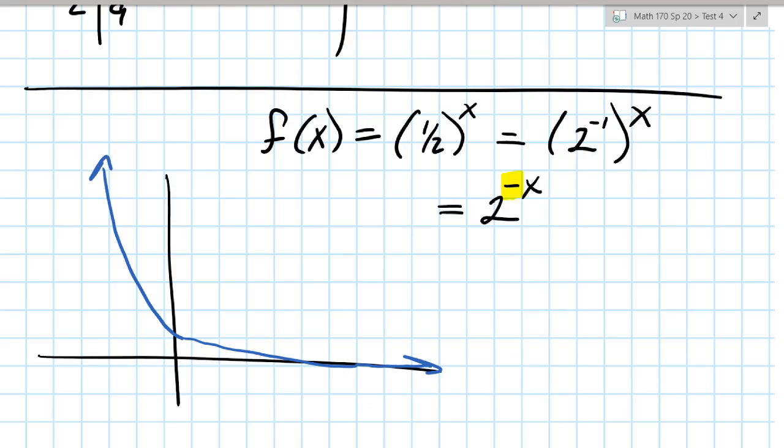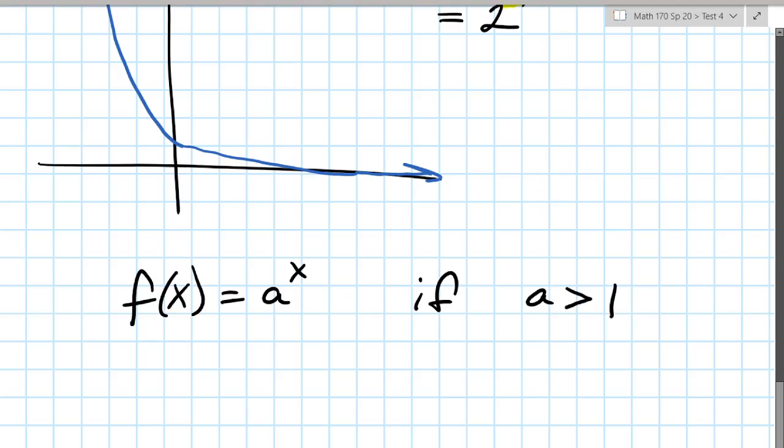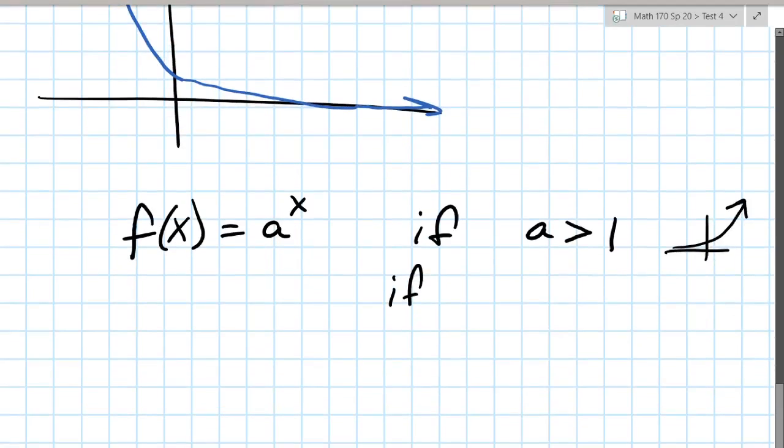So if we have the function f of x equals a to the x, if a is greater than 1, we have a shape that goes like that. If a is between 0 and 1, we have a shape that goes like that. It flips it across the y-axis.